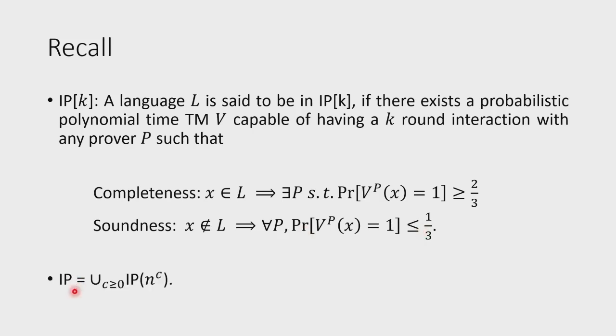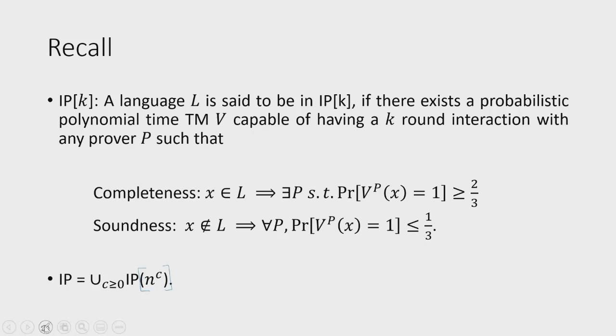And the class IP is just the union over all c greater than or equal to 0 of IP[n^c]. So in other words, IP is just IP[poly(n)]. These should be square brackets.